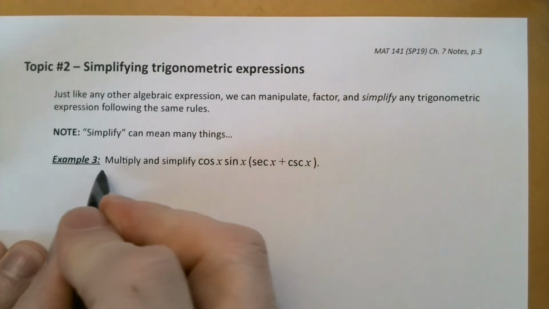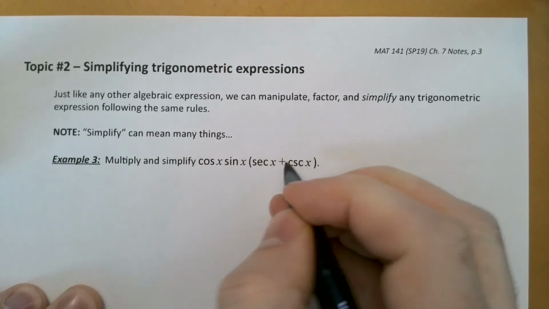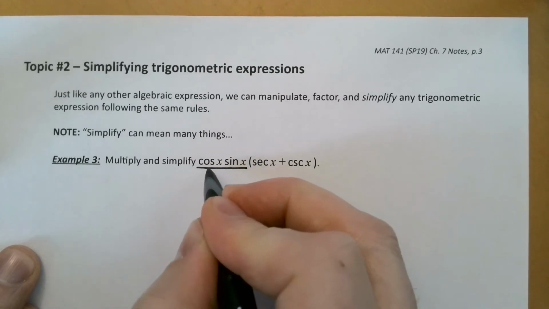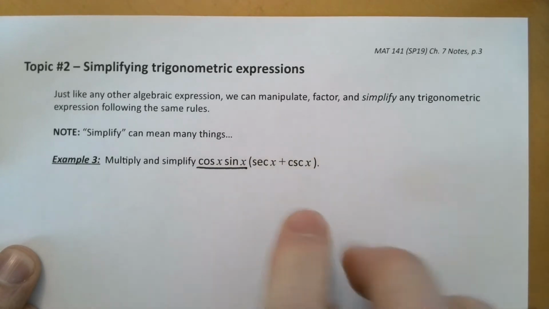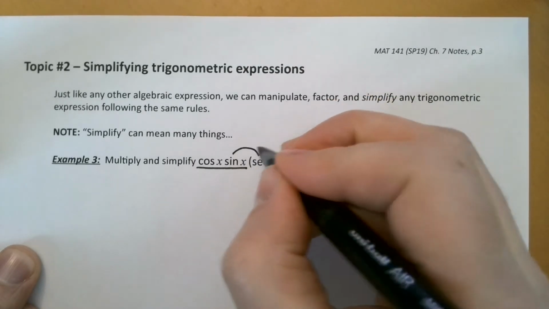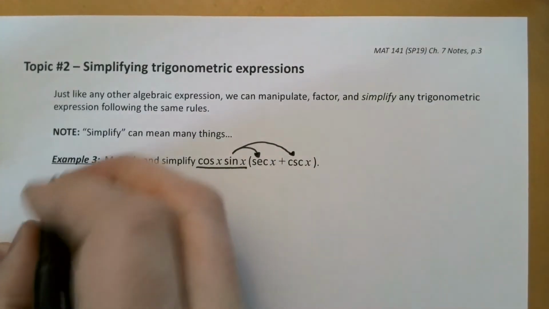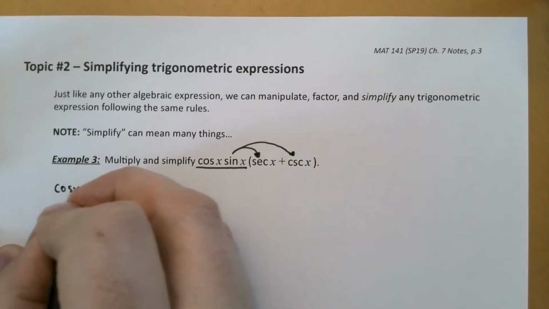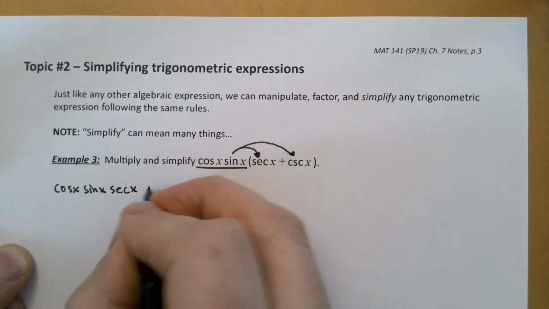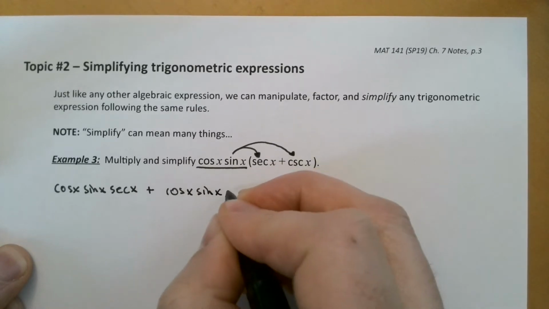So we've got some directions here. It says multiply and then simplify. So let's do the multiplication first. Notice this is a product right here: cosine x times sine x, and then we're multiplying that times secant x plus cosecant x. That's just a direct application of the distribution property, and we'll get cosine x times sine x times secant x plus cosine x times sine x times cosecant x.